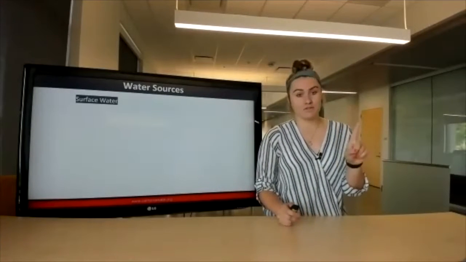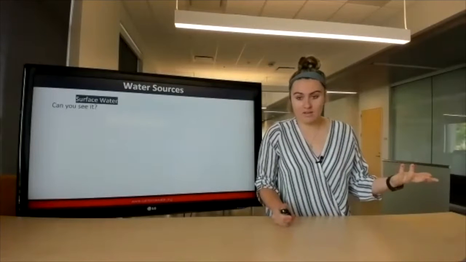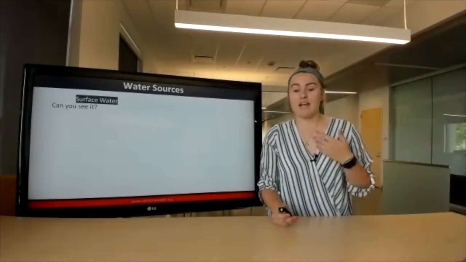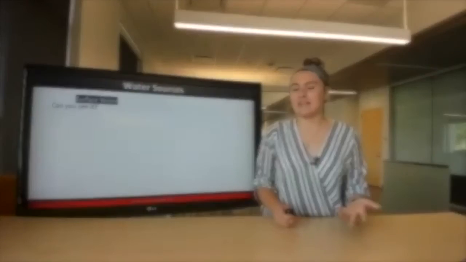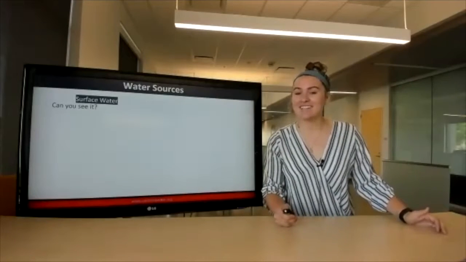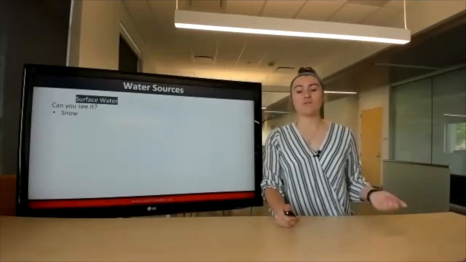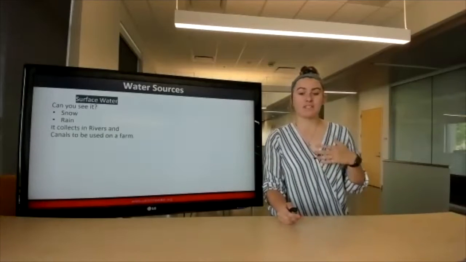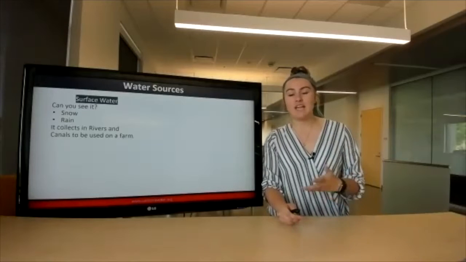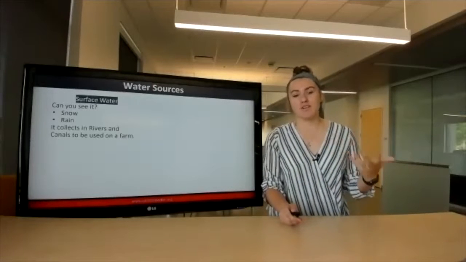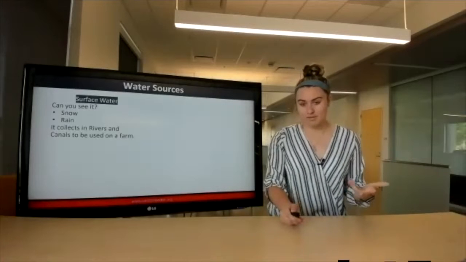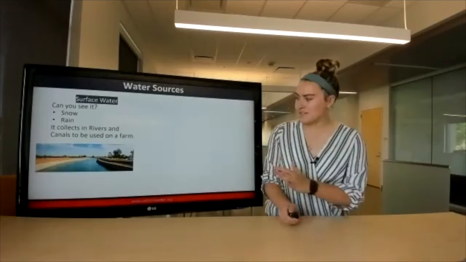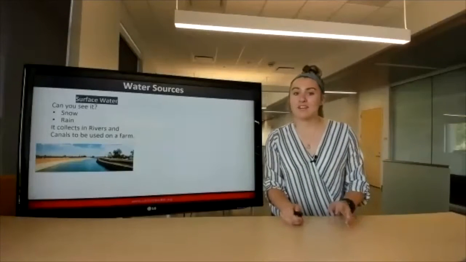So there's two kinds of water sources. One is surface water. Now, how do you tell if it's surface water? Well, ask yourself this question. Can you see it? If you can see it with your eyes, that means it's surface water. So surface water can be snow, it can be rain, and it can also be lakes, and it collects in rivers and canals, and it can be used on a farm to water crops. So that's kind of what it looks like. That's a canal around in Fresno.